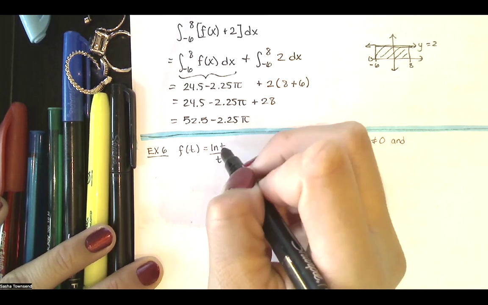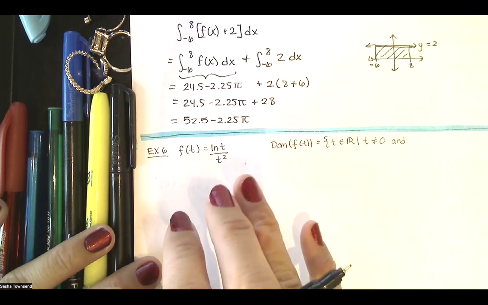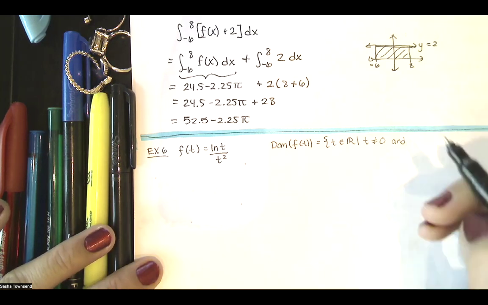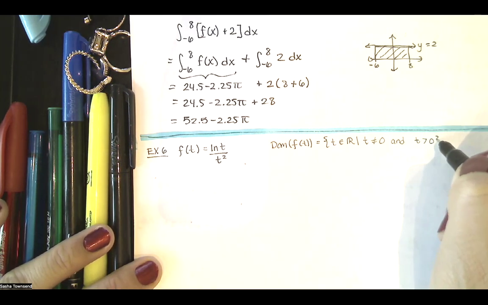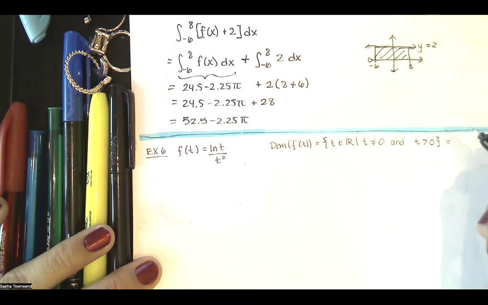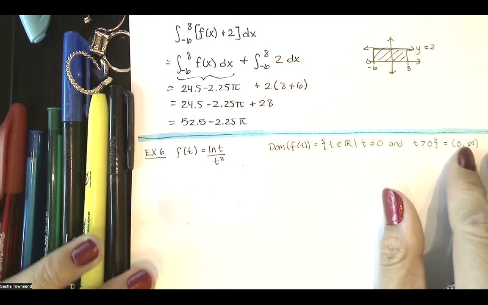And whatever's inside the logarithm has to be strictly positive, because we can only take the logarithm of a positive number. So t has to be greater than 0. So the domain of this function is 0 to infinity. Any real number, or any positive real number will work.